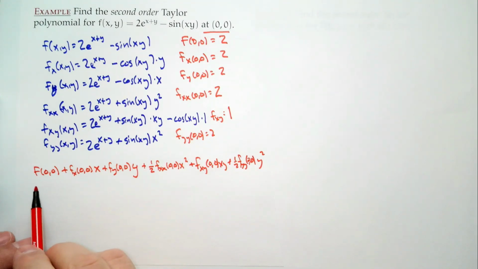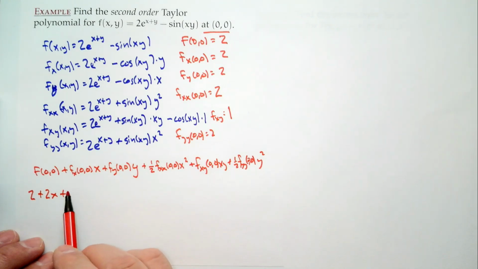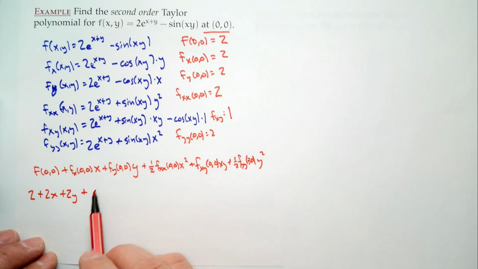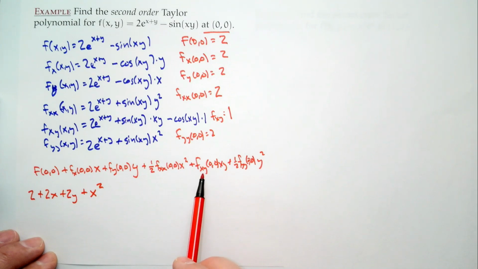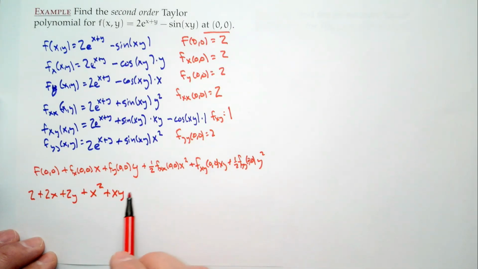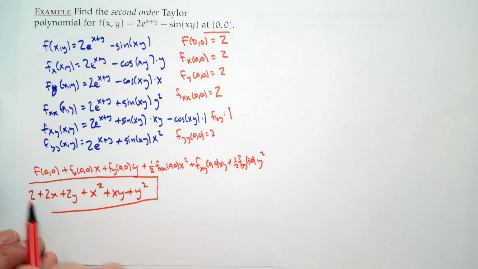And we just plug in the values. So you'll get 2 plus 2 times x plus 2 times y plus 1/2 times 2 makes x squared plus 1 times xy, which makes x times y, plus 1/2 times 2, which makes y squared. So that is the second order Taylor polynomial. There you go. So again, the process is not so bad. You can write it down in a couple of steps. You might as well for reference.